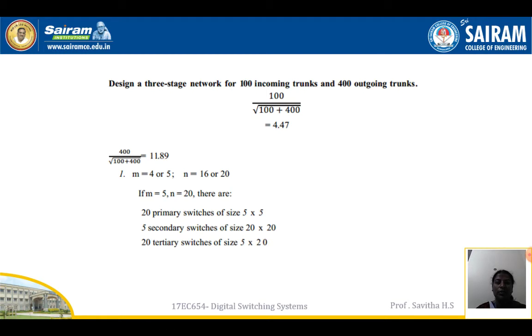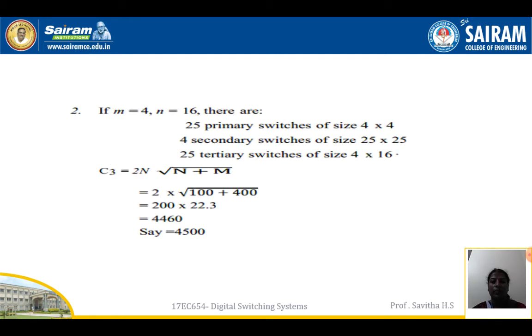Now the design of a three-stage network for 100 incoming trunks and 400 outgoing trunks. Therefore 100 divided by square root of 100 plus 400 is equal to 4.47. So 400 divided by square root of 100 plus 400 is equal to 17.89. M is equal to 4 or M is equal to 5. N is equal to 16 or 20. If M is equal to 5, N is equal to 20. There are 20 primary switches of size 5 into 5, 5 secondary switches of size 20 into 20 and 20 tertiary switches of 5 into 20. If m is equal to 4 and n is equal to 16, there are 25 primary switches of size 4 into 4, 4 secondary switches of size 25 into 25 and 25 tertiary switches of size 4 into 16.